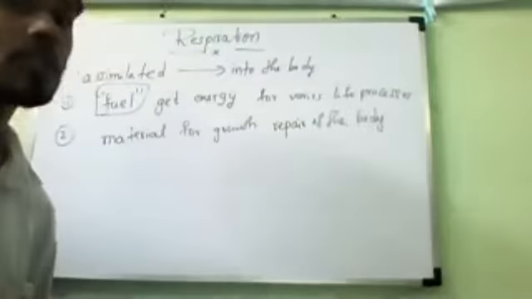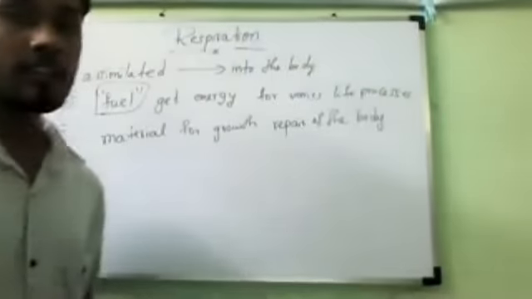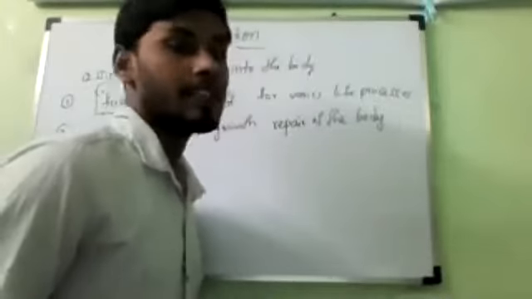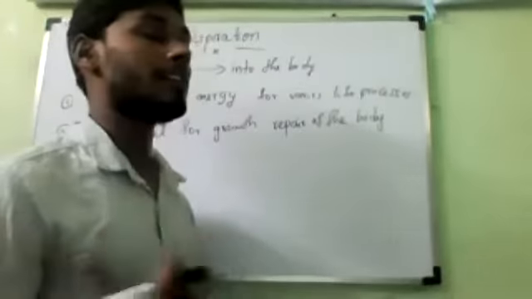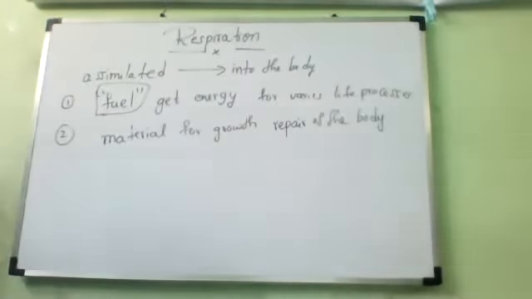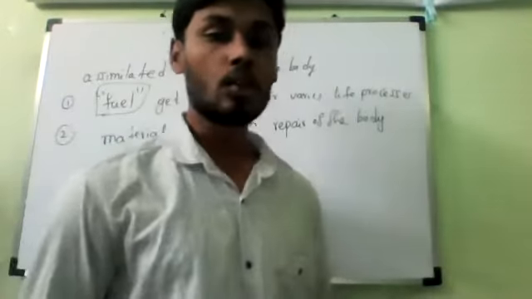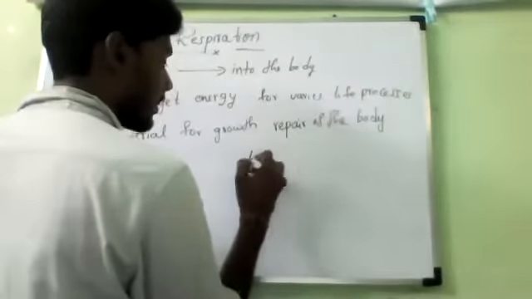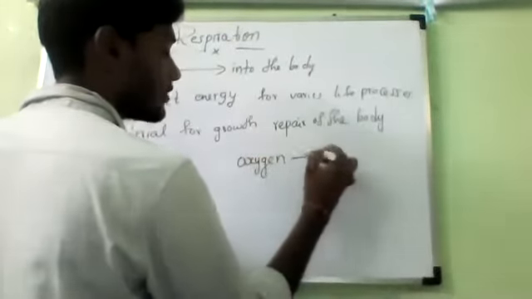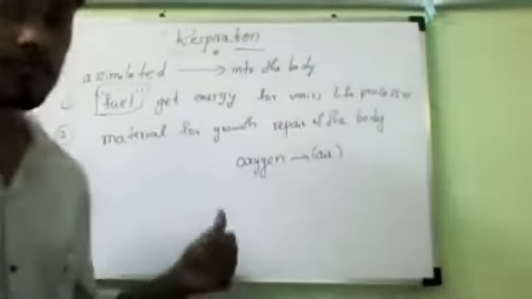Now, let us see how this energy is actually obtained. Most living things need oxygen to obtain energy from food. Is it yes or no? Some living things can get energy without oxygen also, which we will study later. But most animals and most living things definitely need oxygen to obtain energy from food. So from where will we get this oxygen? From plants. From air.